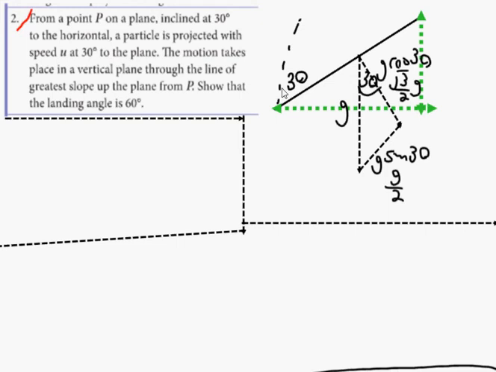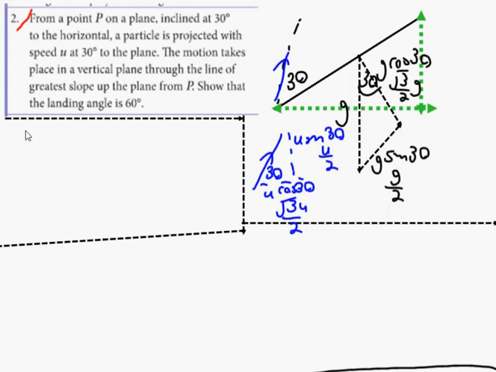The thrown angle U goes up this way. It's 30 degrees. So it's 30 degrees here, which makes that U cos 30, U sin 30. U cos 30 being root 3 U over 2. U sin 30 being U over 2.